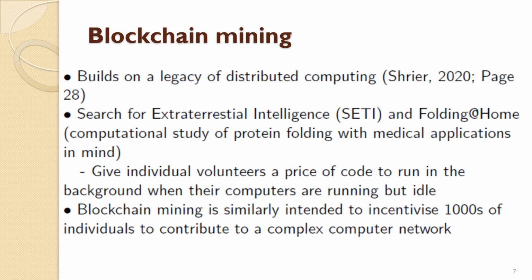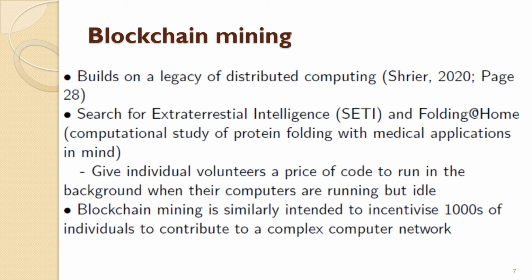So blockchain mining then, as we discussed before, builds on this legacy of distributed computing, and often you find that if you have freeware, such as R that we saw earlier in this course, this is in some ways more robust and more flexible than software constructed under a different model. So there's this legacy of open source computing and distributed computing, and grand scale projects that fit in with this are things like the search for extraterrestrial intelligence unfolding at home, whereby you give individual volunteers a piece of code to run in the background when their computers are running but idle.